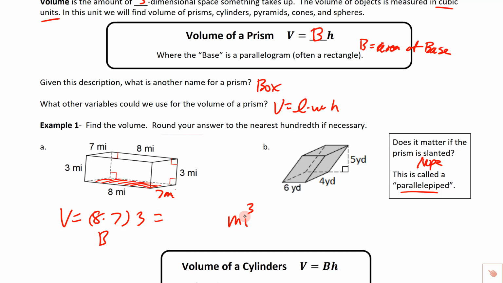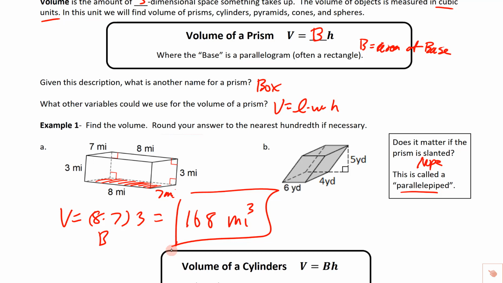And we do 8 times 7, so that's 56. 56 times 3, 168. So 168 cubic miles. Doesn't make any difference if it's slanted like this one right here, but we do have to be careful about this.